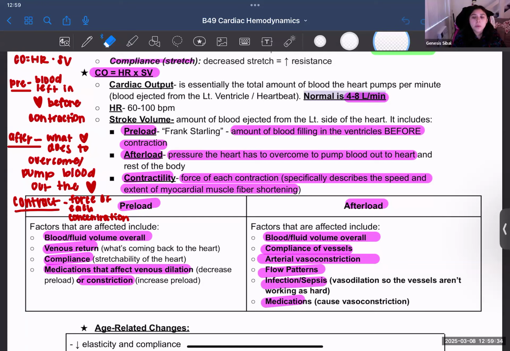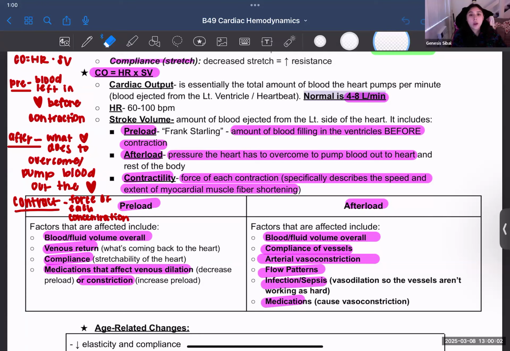So afterload is the pressure the heart has to overcome to pump the blood out, right? Again, the prefix for this is after. It literally says after. Now this is talking about pressure, because what does the heart have to do to overcome the amount of blood that's being pumped out to the rest of the body? It has to keep pumping, pumping, pumping. But what is the pressure that the heart has to take? What is that workload to be able to overcome to pump the blood out?